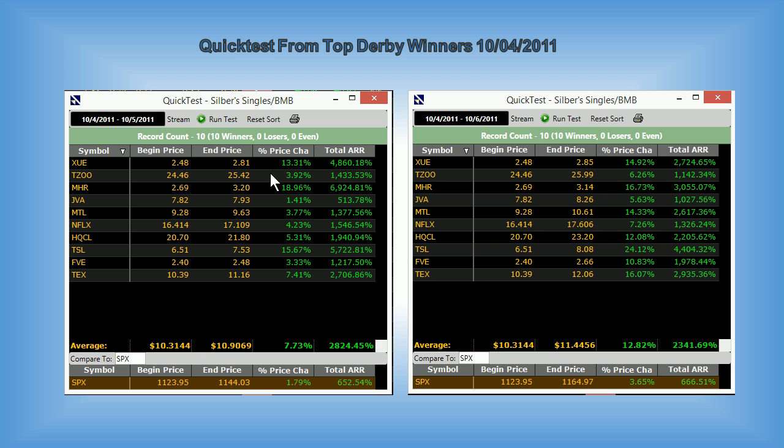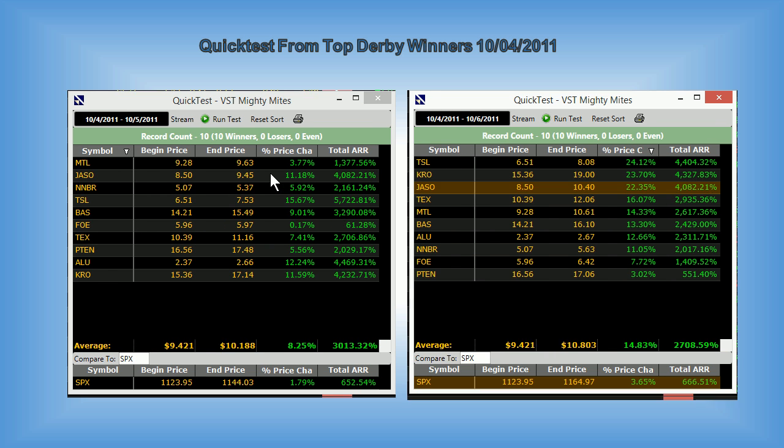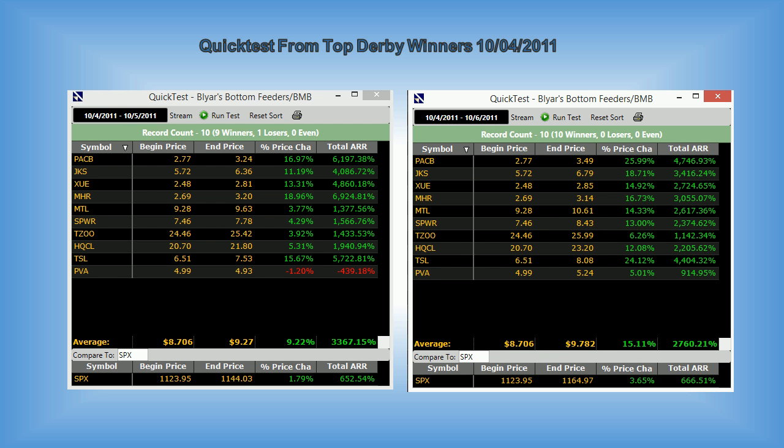Also on October 4th, we ran Silver Singles again, and again 7.75% on the first day, all winning trades, 10 winners. It kept that winning streak in place, bumping it up to 12, almost 13%, holding it through the next day. And another one of our favorites, Blyer's Bottom Feeders, on day one did have 9 winning trades, the one loser at 9, just over 9%. But again, that too bumped up, had you held it an extra day, applying the stops, to over 15%.